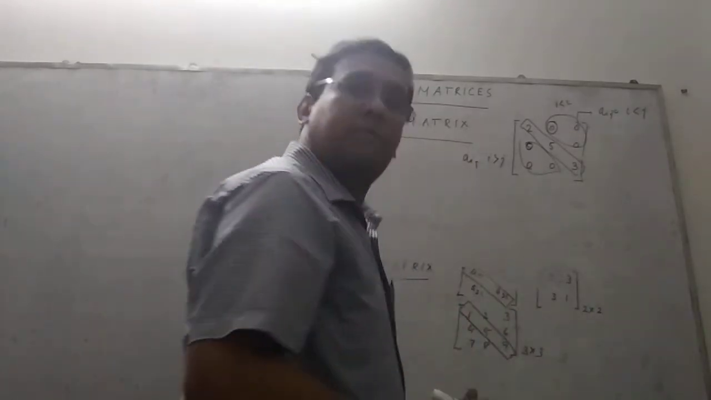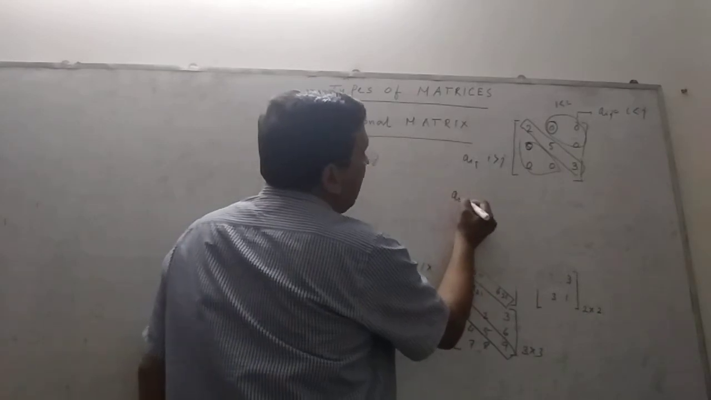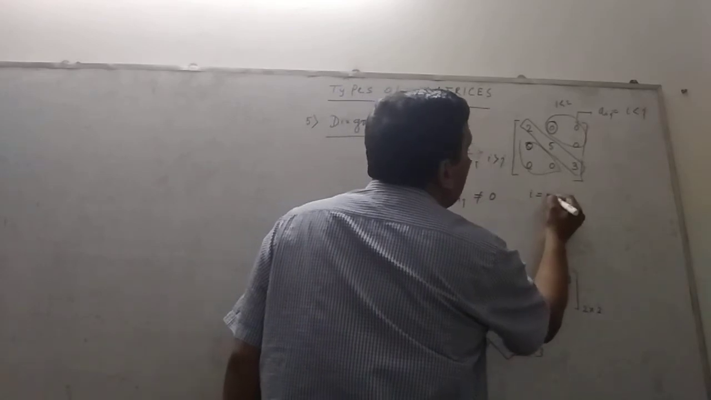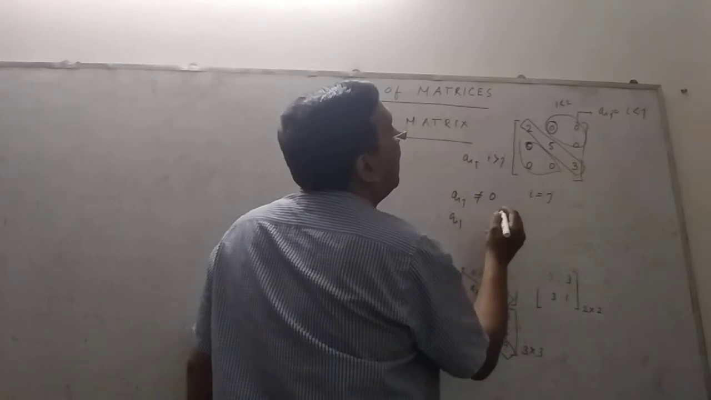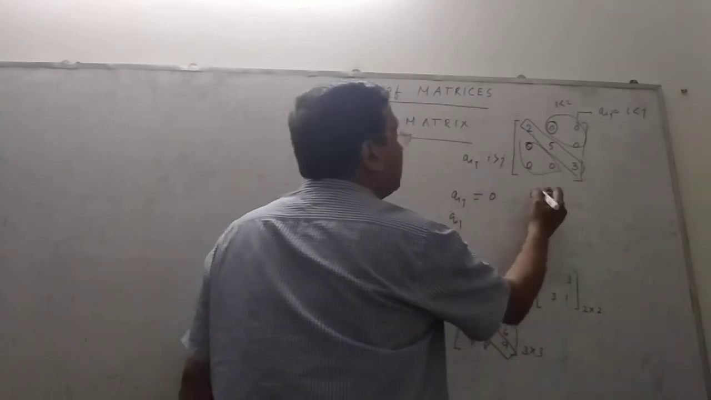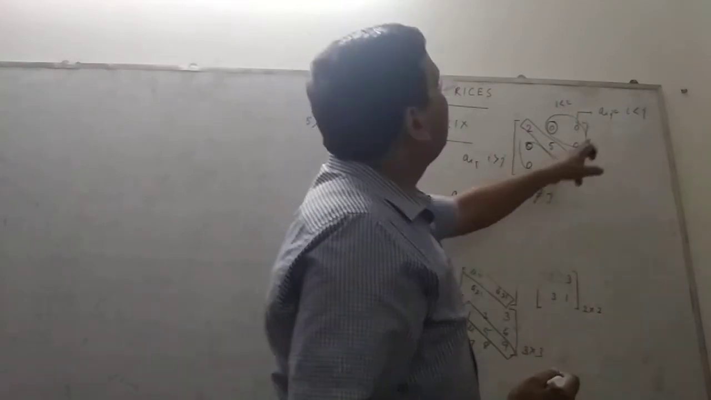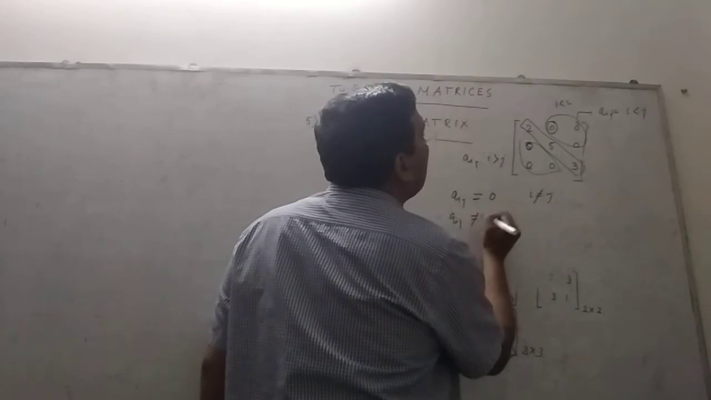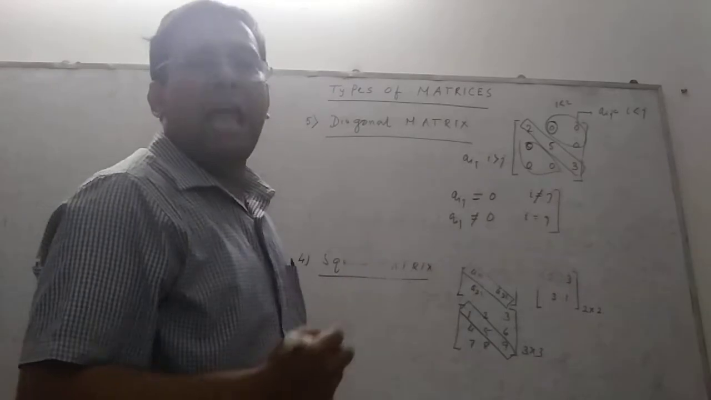So how can I define a diagonal matrix? A diagonal matrix can be defined technically in this way: Aij is not equal to 0 when i is equal to j, and Aij is equal to 0 when i is not equal to j. Then the matrix we can say is a diagonal matrix.